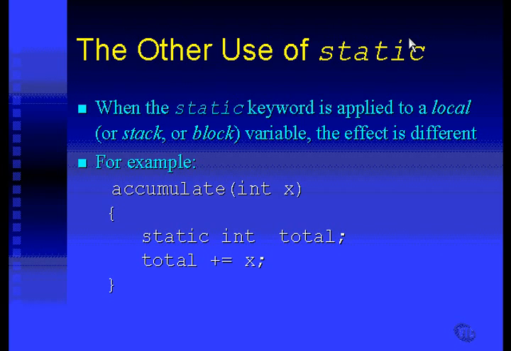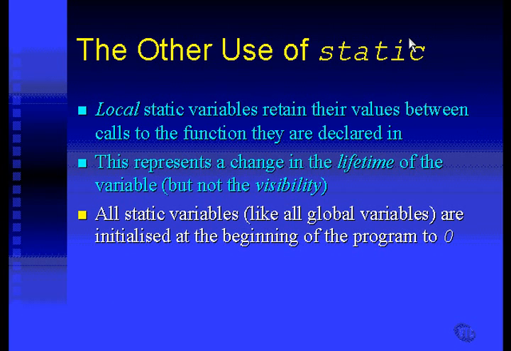Now, I could explicitly initialize it to something else. I could say static int total equals 4 right there. And what would happen is at the beginning of the program, total would be initialized to 4. Now, you might think that every time into the accumulate function, the total would get reinitialized to 4, but that doesn't happen. Total would only get initialized to 4 once at the beginning of the program, no matter how much it might look like it's going to happen every time you go into the accumulate function. So we don't need to worry about the initialization of static variables. They're always initialized to 0.